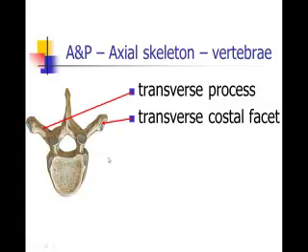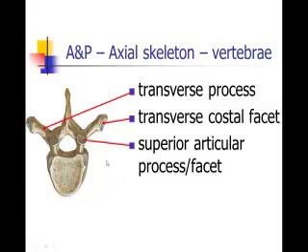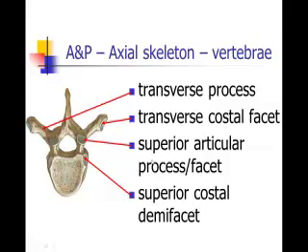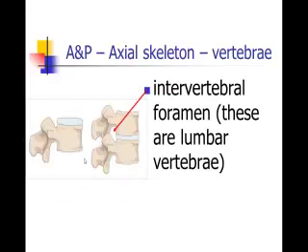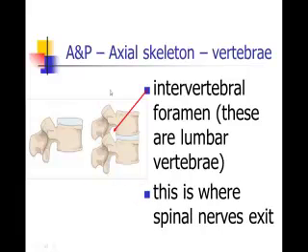There's a transverse costal facet, superior articular facet. This is actually in a coronal plane in the thoracic region. We'll talk about the importance of that. And then we have the superior costal demifacet. Demi means half, and so the head of the rib articulates half of it here and half with the thoracic vertebra superior to this one. Here are lumbar vertebrae. There's the intervertebral foramen, and that's where the spinal nerves are going to exit from the spinal cord.